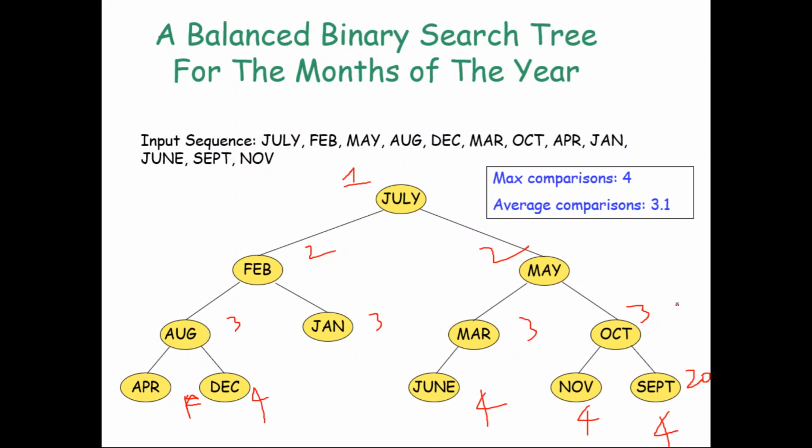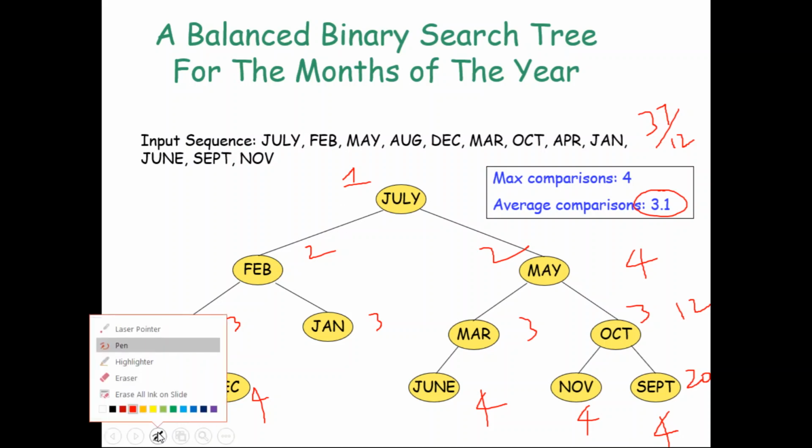Okay, here it is 12. Here it is 4, and then at the root level it is 1. So 1 plus 4 is 5, right? 12 plus 5 is 17. 17 plus 20 is 37. Okay, so 37 by 12, it is approximately 3.1 comparisons. So this binary tree is much better than the previous binary tree.